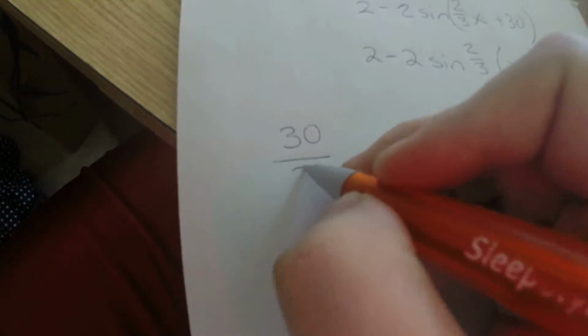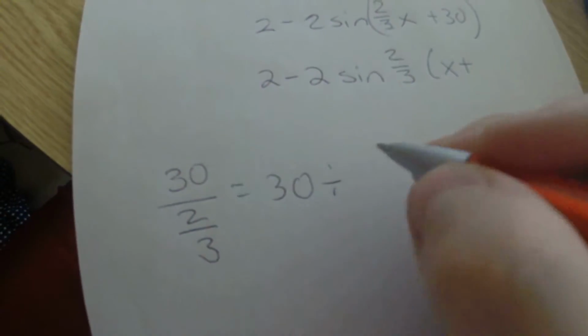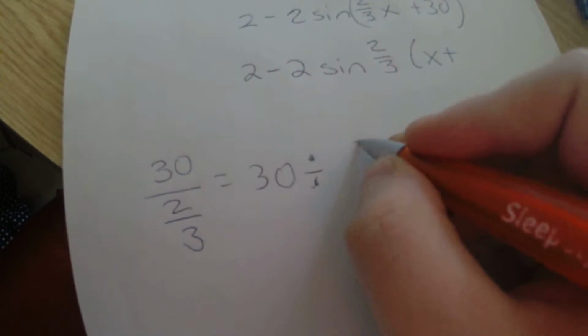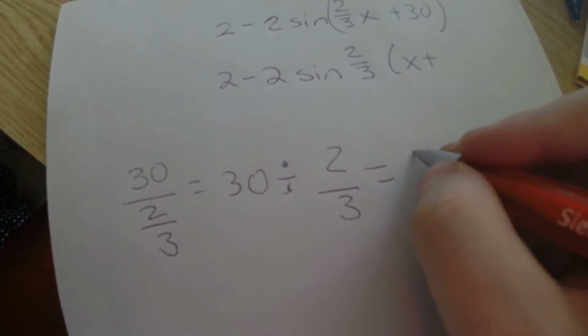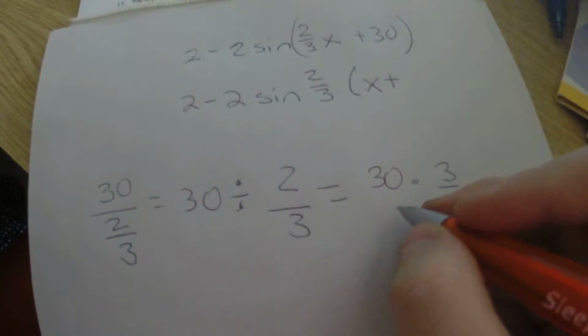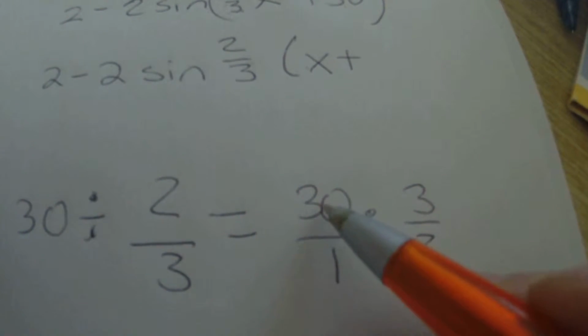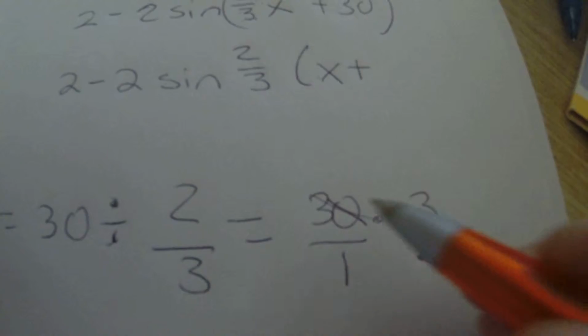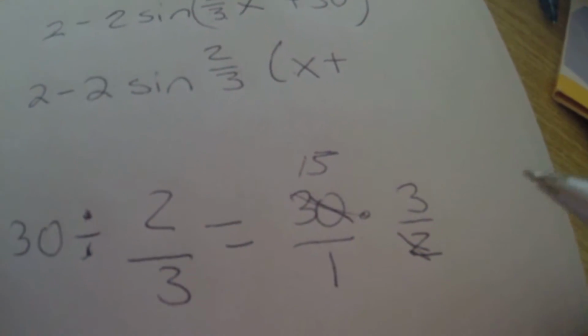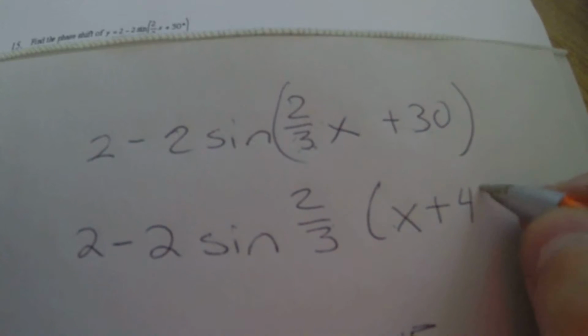Okay, so what that really means is I'm going to take 30 and divide it by 2/3. And remember, when you divide, you multiply by the reciprocal. Don't need a calculator to do this. How many times does 2 go into 30? 30 divided by 2 is 15, and 15 times 3 is what? 45. So this should be 45.